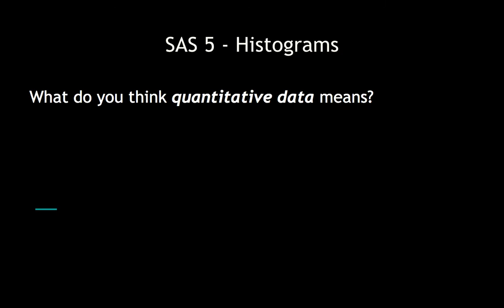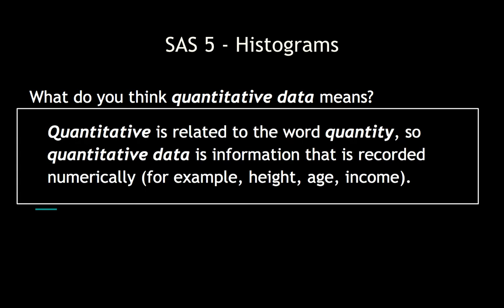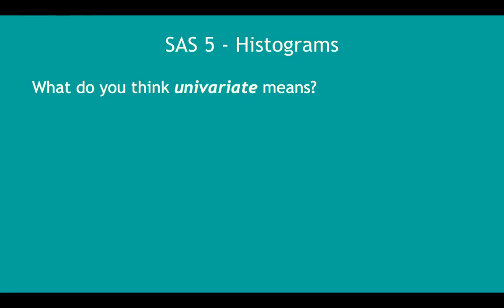So if that's the case, what do you think quantitative data means? Quantitative, think of that word. It's based on the word quantity, right? Quantity. That means it's a numerical value. So quantitative, related to the word quantity, is information that is recorded numerically. For example, height, age, income, weight, all those things are quantitative data.